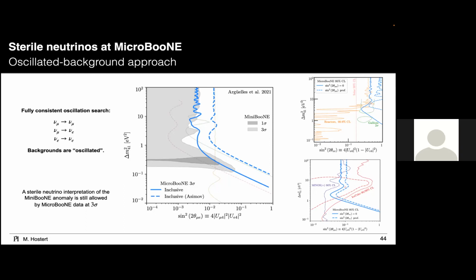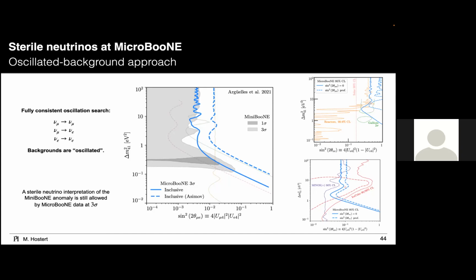But there are, of course, other solutions that contain appearance, and these are the ones that we're mostly interested in. And then the new constraint coming from the inclusive sample, here in solid blue. And you can see that at the 3 sigma level, the 3 sigma constraint from MicroBooNE does not even cover the 1 sigma region in MiniBooNE. So from that, you can conclude that in this fully consistent picture, MicroBooNE does not exclude oscillations as an explanation to the MiniBooNE excess.